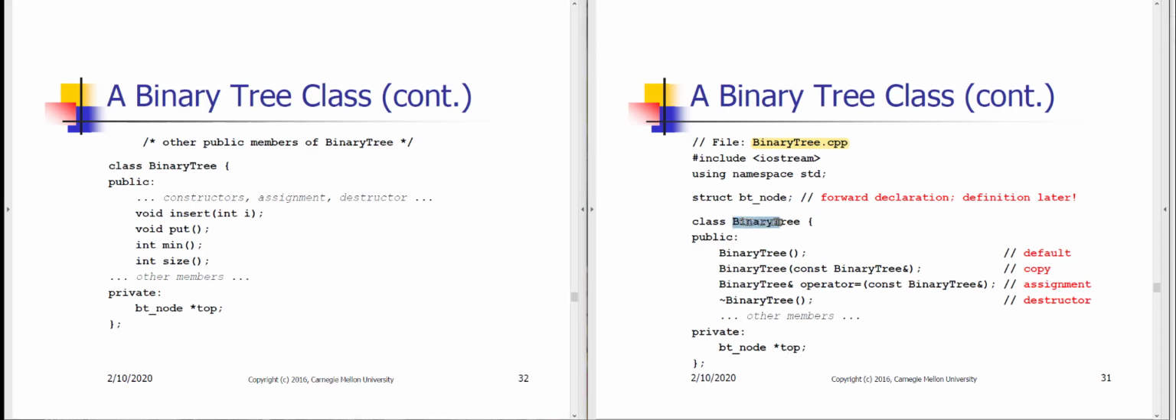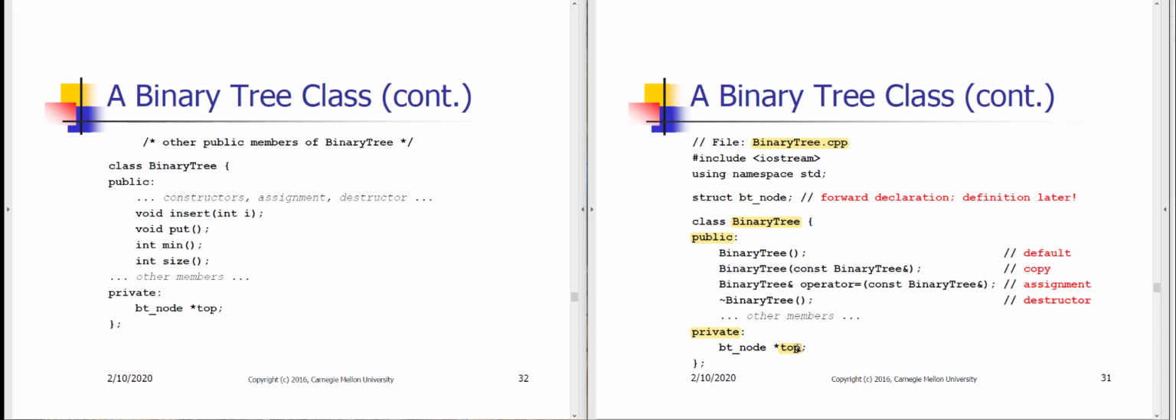In the binary tree class, we have several public member function declarations, and we only need one private data member to keep track of the state of the binary tree. As the private data member, we're using top, whose data type is pointer to BT node. Now, the BT node structure is going to be as it was before, with a value, a left child, and a right child. And we'll come to its full definition later.